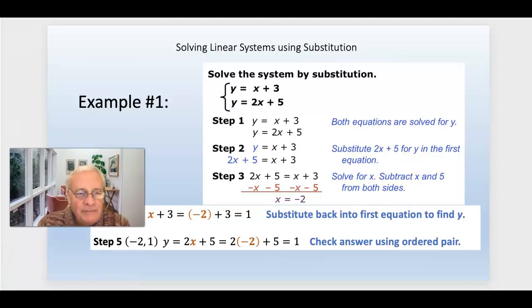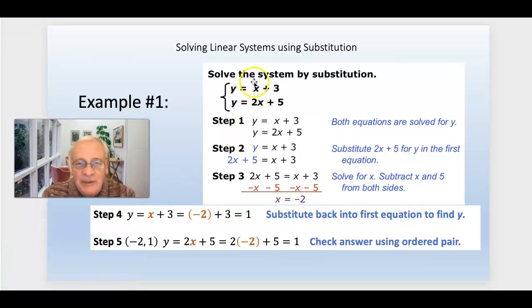For example 1, let's solve the system of equations. They both say y equals, so they must equal each other. 2x plus 5 must equal x plus 3 because they both equal y. Now we have an equation with only x, so we can solve that for x and get negative 2. Then plug negative 2 back into one of the original equations and find out what y is. It turns out y is 1.